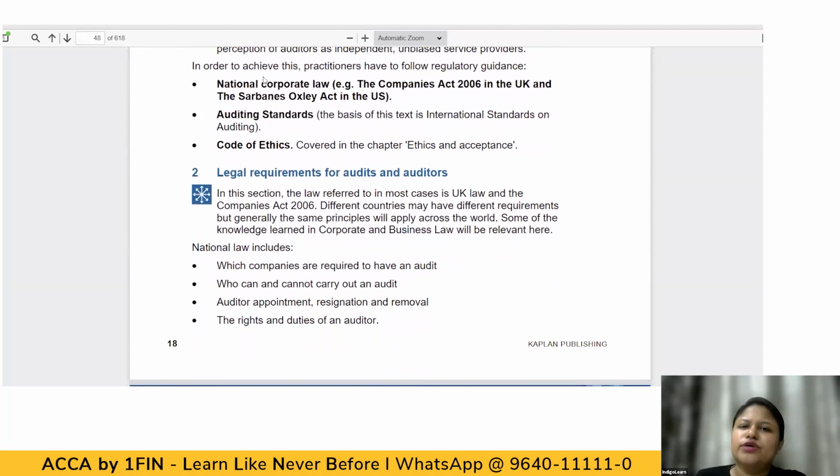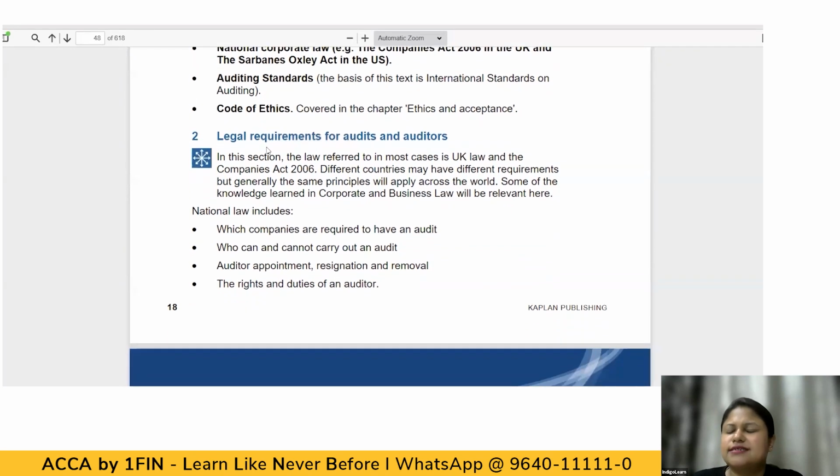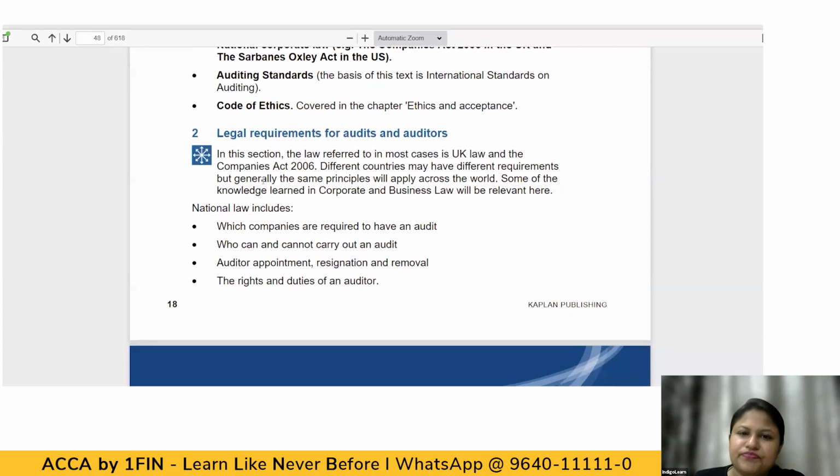In order to achieve this, practitioners have to follow regulatory guidelines. First of all, you have the National Company Law. This is with regard to the Companies Act 2006 in UK and the Sarbanes-Oxley Act in US. Then you have auditing standards and then the code of ethics. These all tell you that, because of all these in place, there is standardization and harmonization of how practices are required to work.